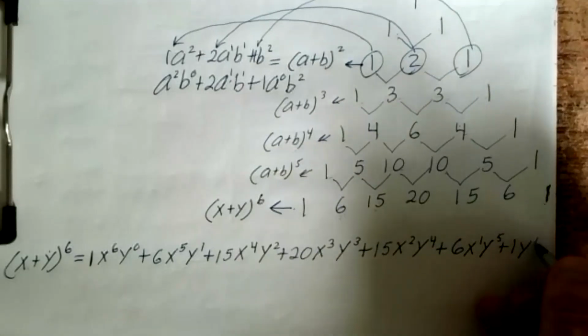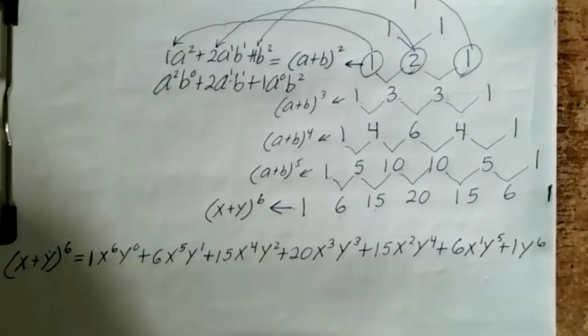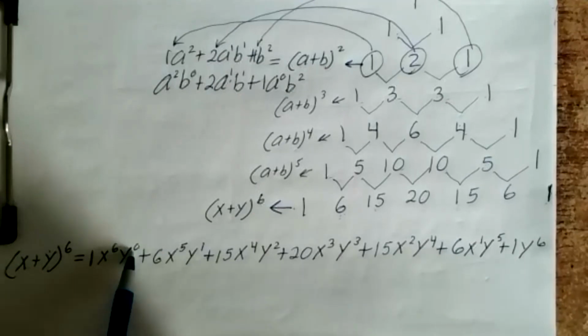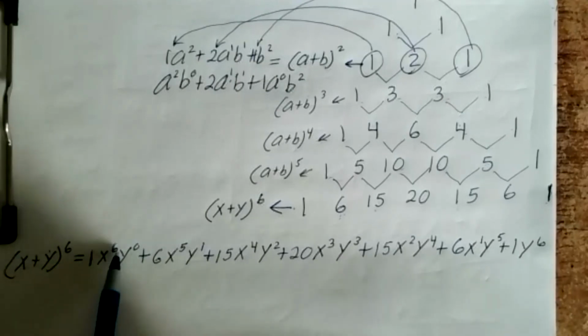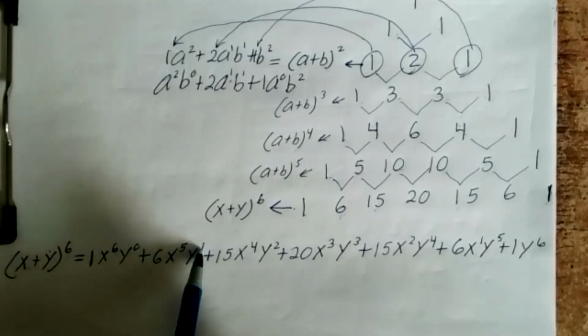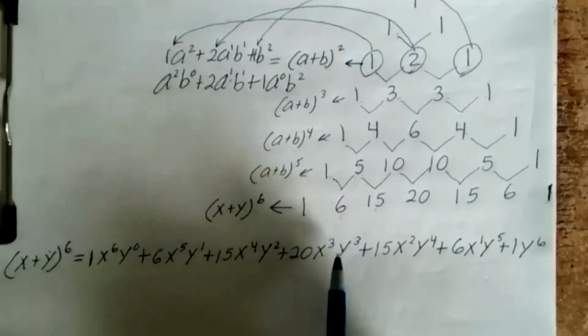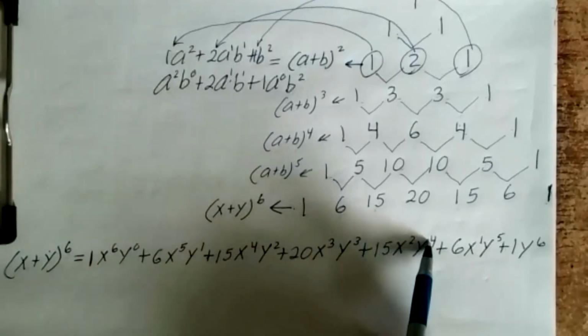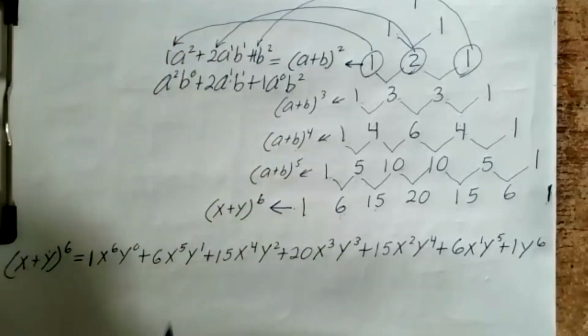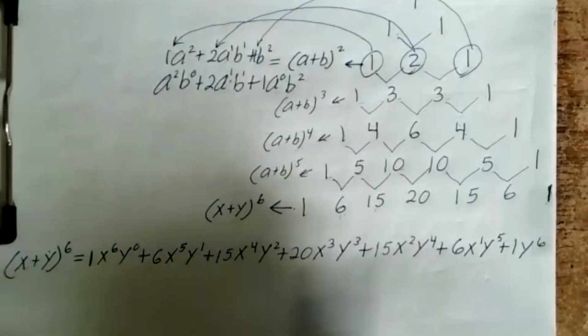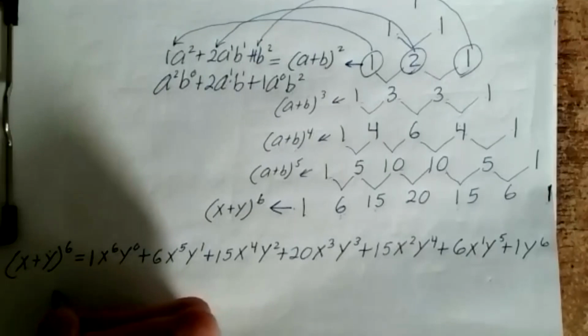Y to the 6th. I want to draw your attention here. Notice when you add these exponents together, for any term, you always get 6, which is equal to the power that the binomial is raised to. 6 plus 0 is 6, 5 plus 1 is 6, 4 plus 2 is 6, 3 plus 3 is 6, 2 plus 4 is 6, 1 plus 5 is 6, and 6. This would be the expansion of x plus y to the 6th power.